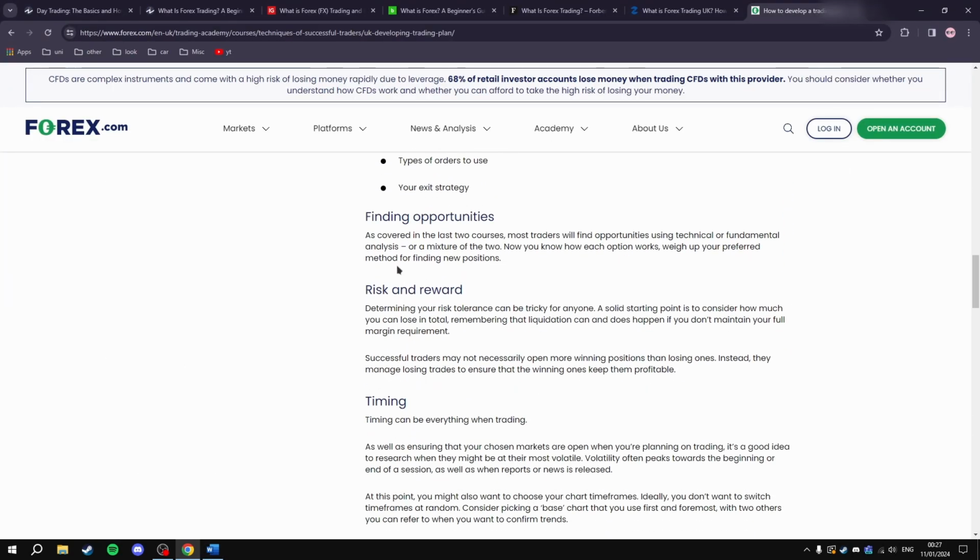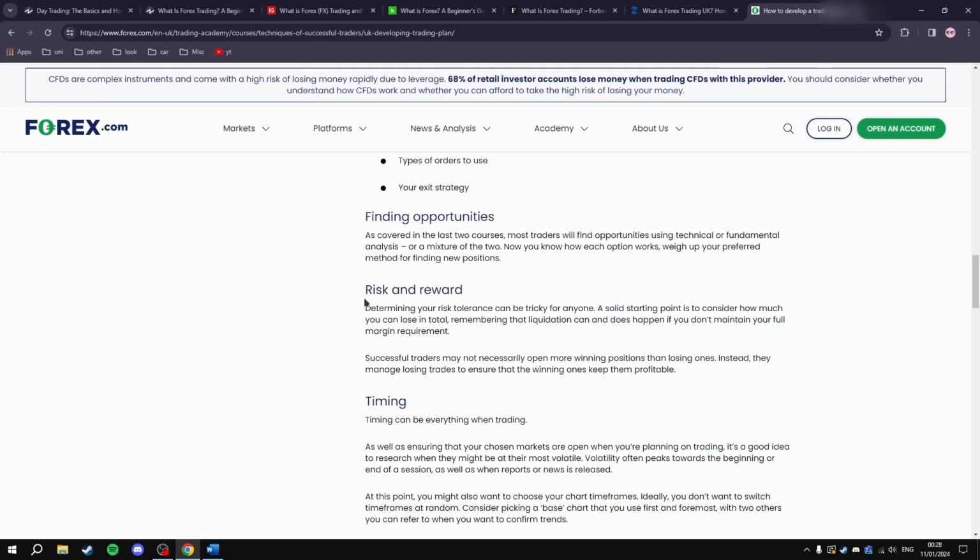Finding opportunities. As covered in the last 2 courses, most traders will find opportunities using technical or fundamental analysis, or a mixture of the two. Now you know how each option works, weigh up your preferred method for finding new positions.